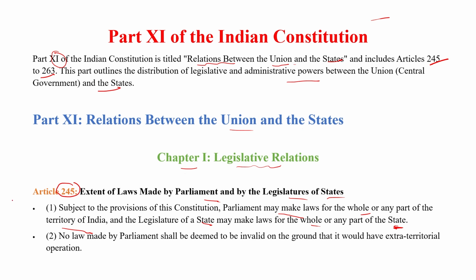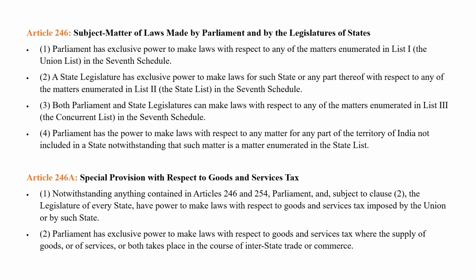It also explains that no law made by Parliament shall be deemed to be invalid. If there is a law made by Parliament, it shall not be deemed invalid on the ground that it would have extraterritorial operation. Clear? Okay. Next is Article 246.